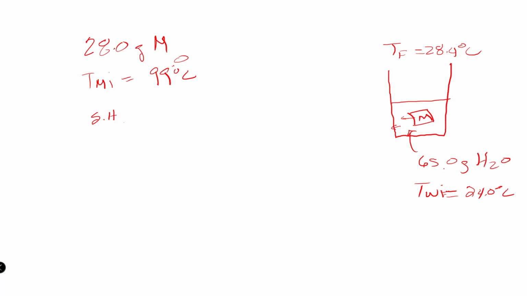And they tell us that the heat capacity of the calorimeter is equal to 13.4 joules per gram degree Celsius. Or joules per degree Celsius. Yeah, all right.